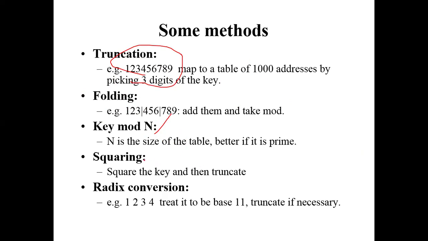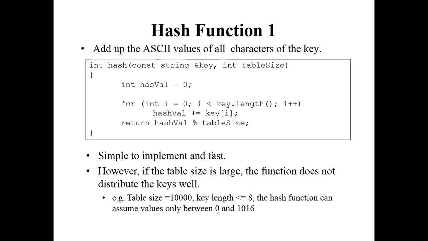Next is squaring. In this method we square the key value and then truncate it, and then do the modulus. Next is radix conversion. We convert the values to another base. Normal integers are in the decimal base, with base value 10. We convert to another base and then truncate it.